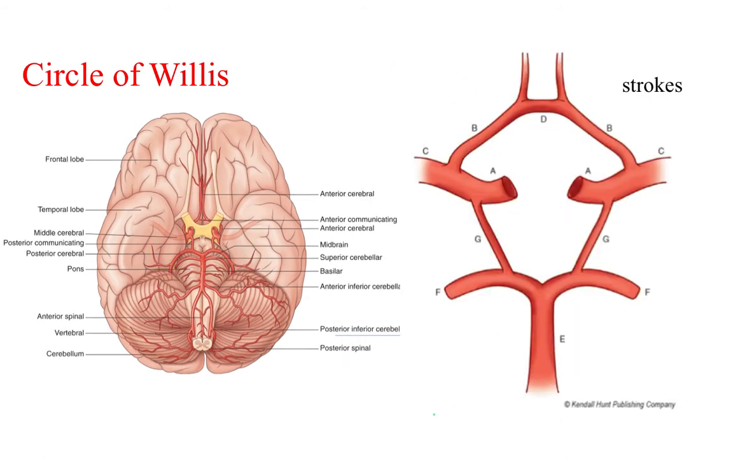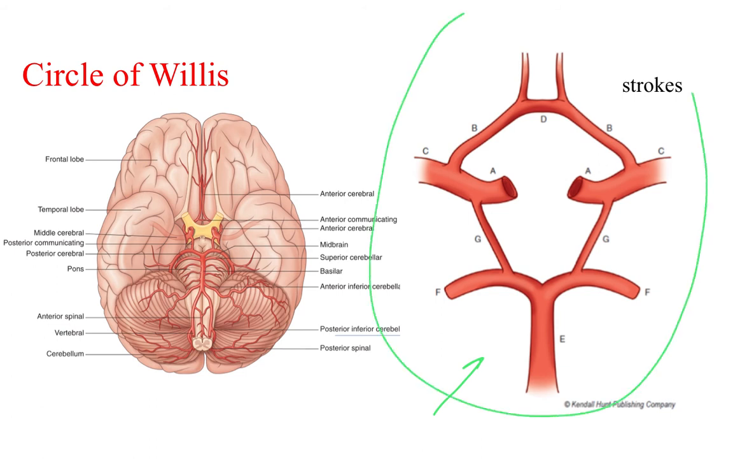All right, so I left this picture in here, which is also from your bare bones book, to give you a practice. So use this picture to practice labeling the parts of the circle of Willis and see how you do. And then this strokes right here is going to refer to the next slide.